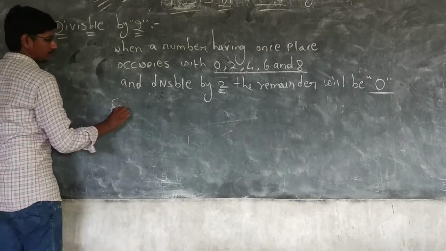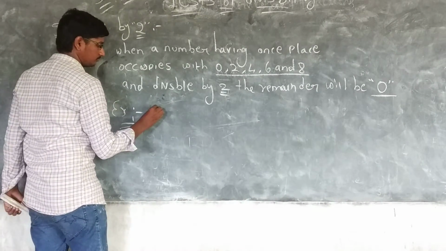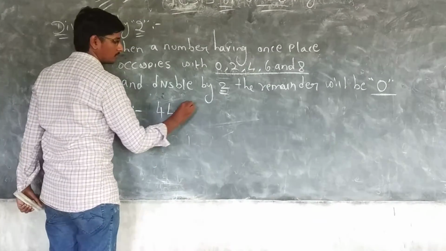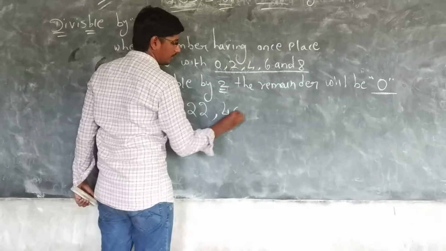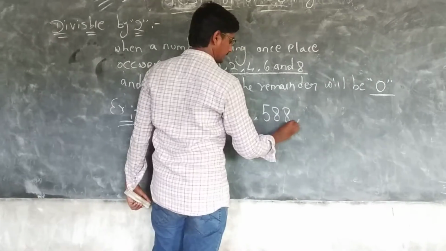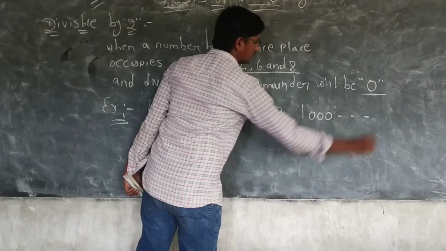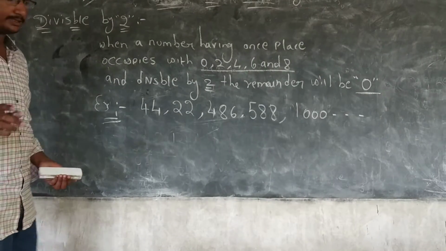The examples are 44, 22, 408, 586, 588, 1000, etc. And all the even numbers are also examples for this condition.